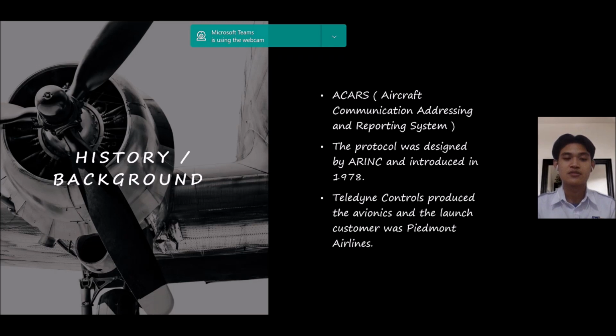ACARS is also known as Aircraft Communication Addressing and Reporting System. The protocol was designed by ARINC and introduced in 1978. This is a digital data link system for transmission of short messages between aircraft and ground stations via airband radio or satellite. The protocol was designed by ARINC and deployed in 1978, as I mentioned before.